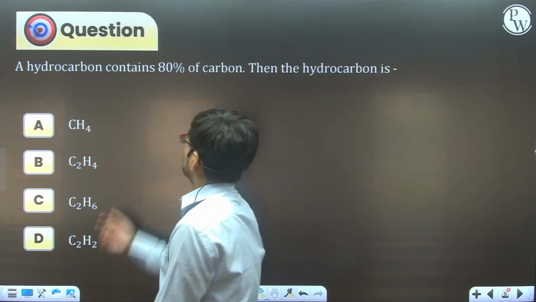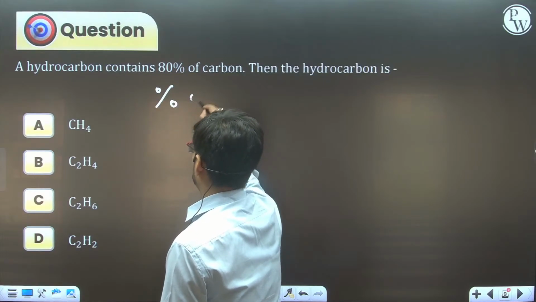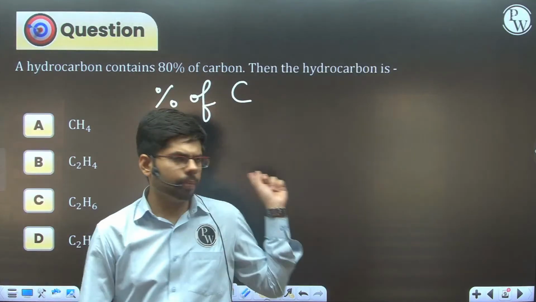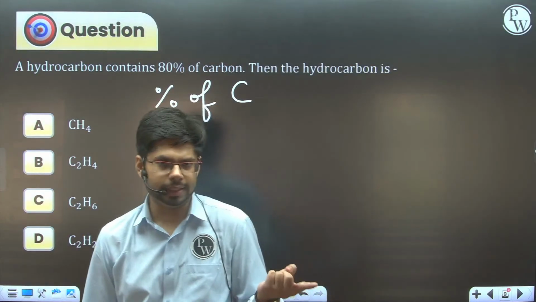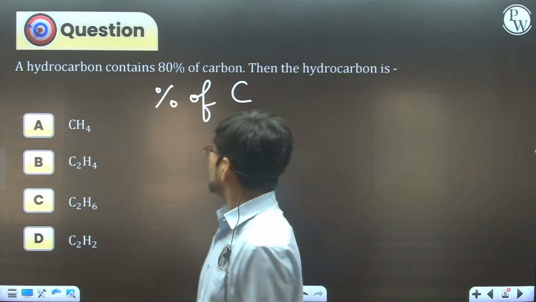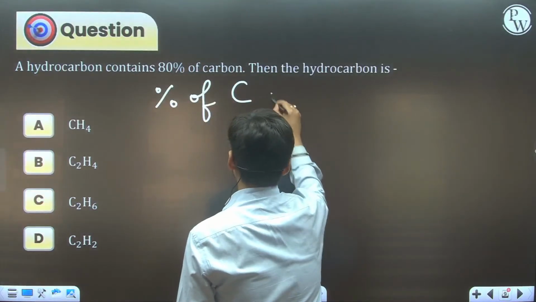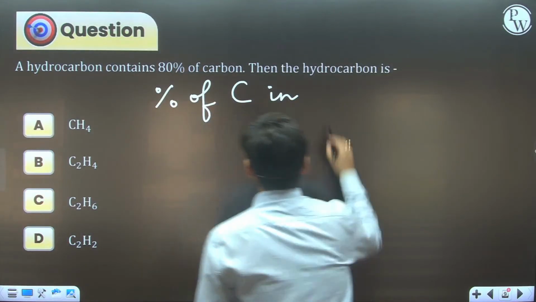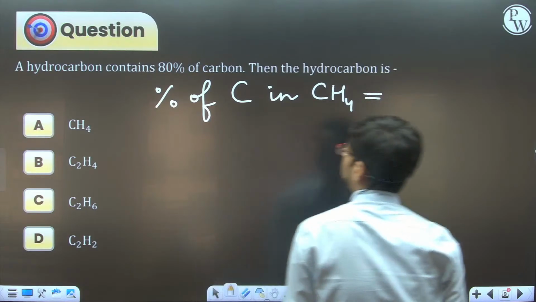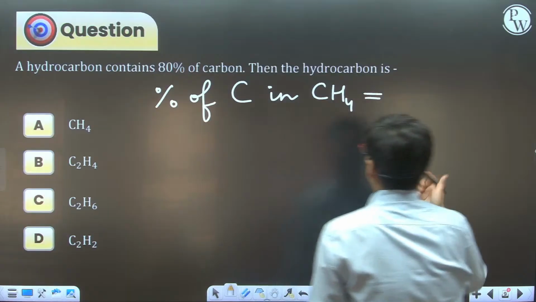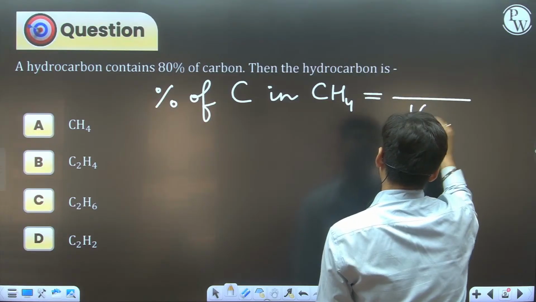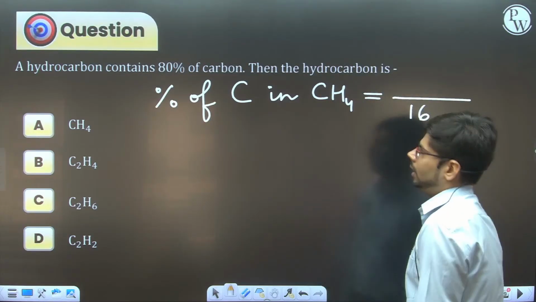So, percentage of carbon, mass percentage of carbon. See, they have not mentioned the word mass. It's understood if nothing is mentioned that they're talking about the mass percent or weight percent of carbon within that hydrocarbon. So, mass percentage of carbon in CH4. So, how do you find out mass percentage of carbon in CH4? Very simple. Look at the formula. In the denominator, simply put molar mass of the entire substance. So 16 gram per mole is the molar mass.